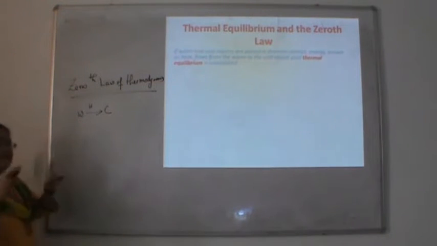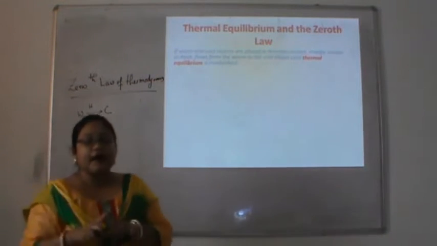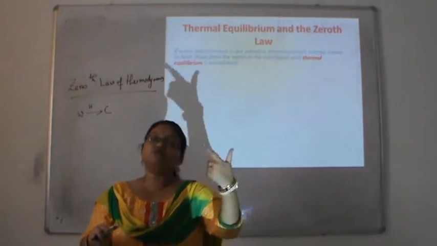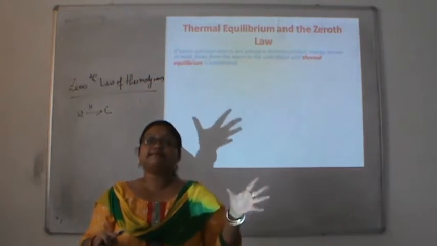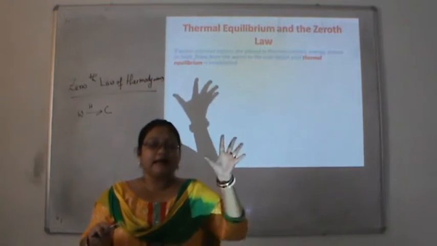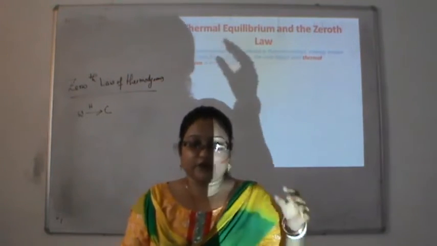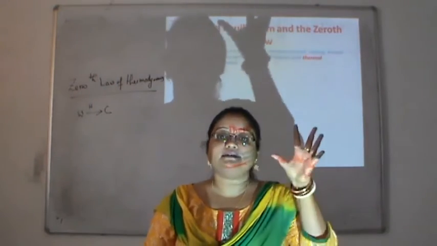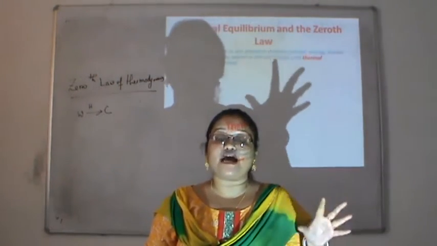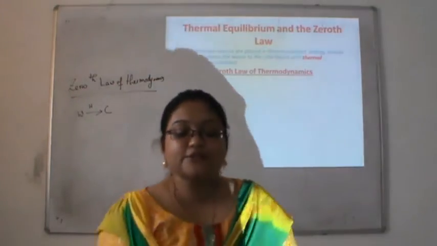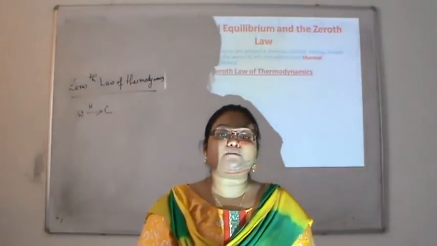When warm and cold objects are in thermal contact, heat always flows from the warm to the cold object. That is a natural phenomenon, and this is the main reason the zeroth law of thermodynamics was developed. So what is the statement of the zeroth law of thermodynamics?